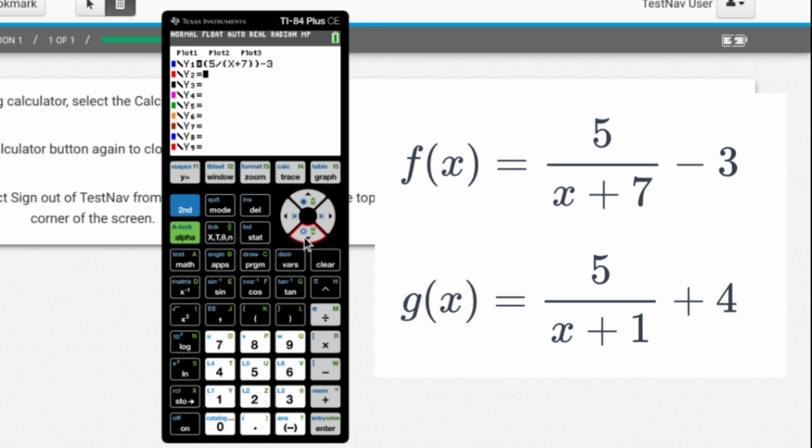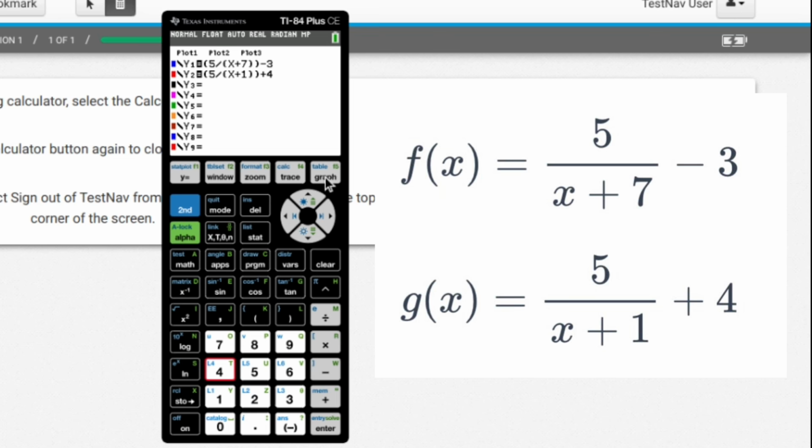Now I'm going to type out g of x, which is 5 over x plus 1 plus 4. So I'm going to use parentheses. Since 5 is the only thing in the numerator, I don't need parentheses for that, divided by x plus 1. So x plus 1, close it, and then plus 4, now that my fraction is done.